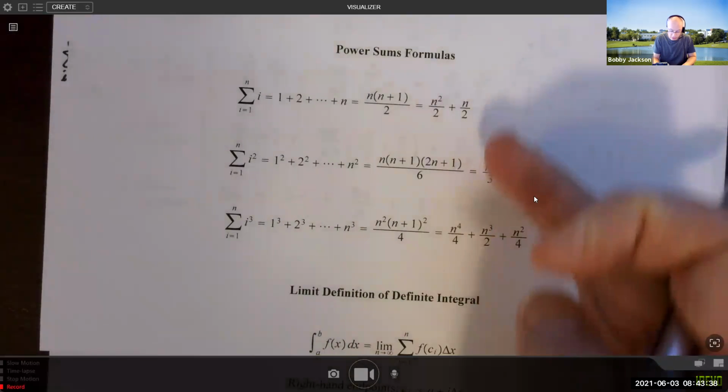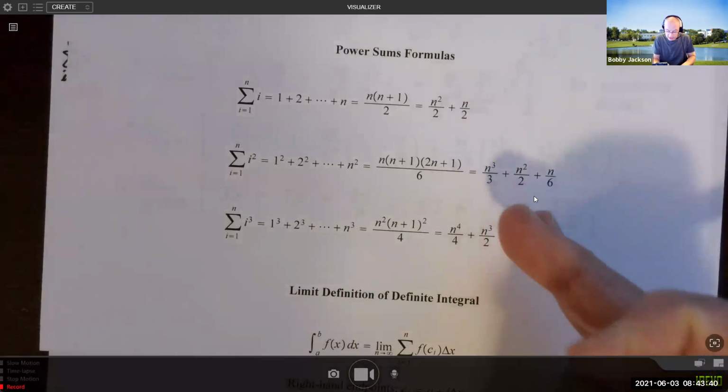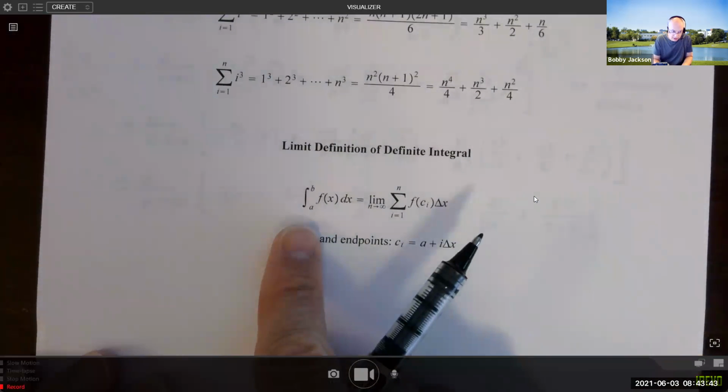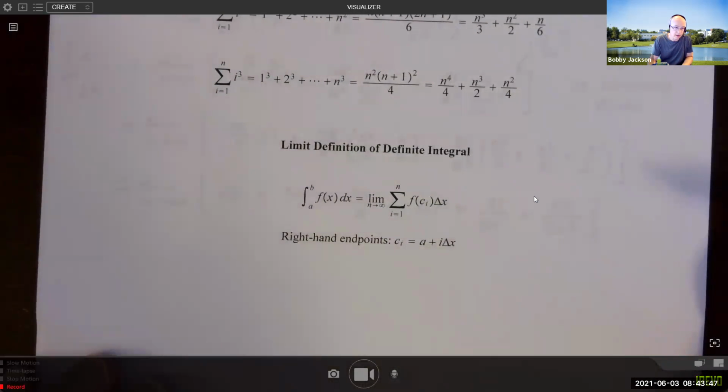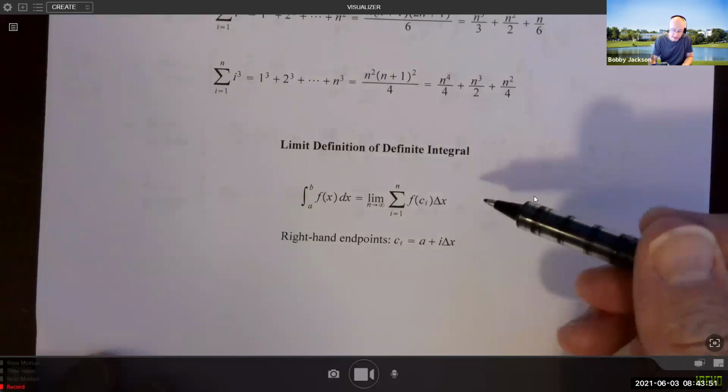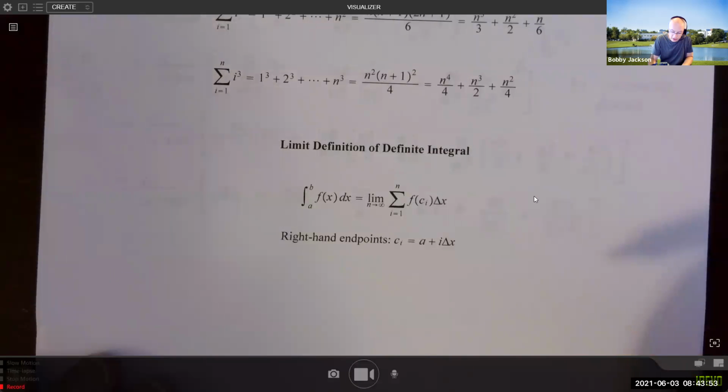So again, these three formulas will be given on the test. And notice I also probably will give you the limit definition on the test as well, which is what we started with. Okay, so most of you will have it down by the time we get to test time, but I will include that as a reminder as well on the test.